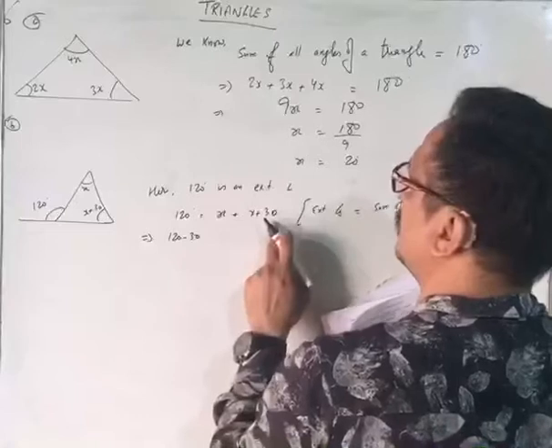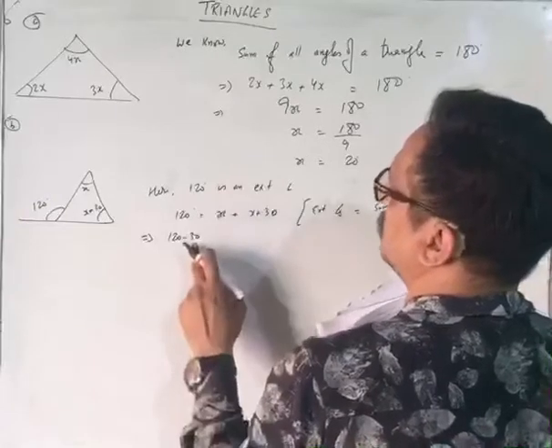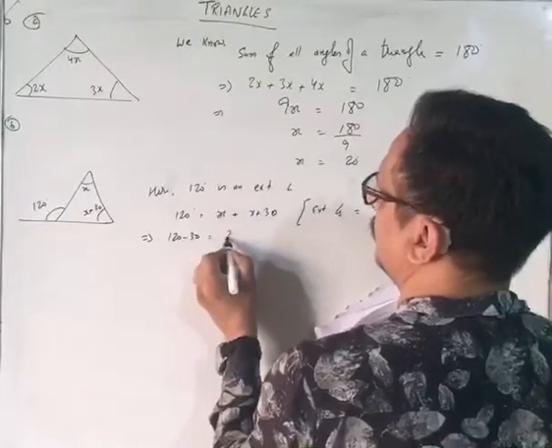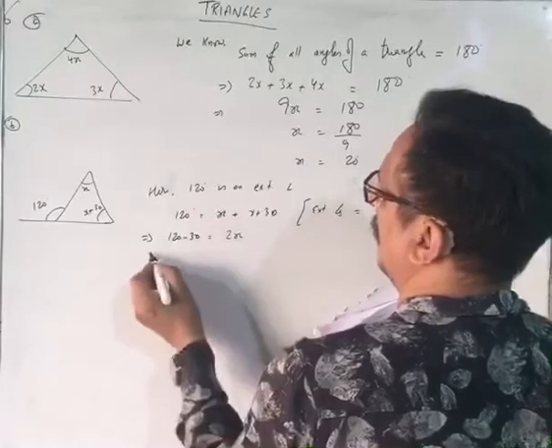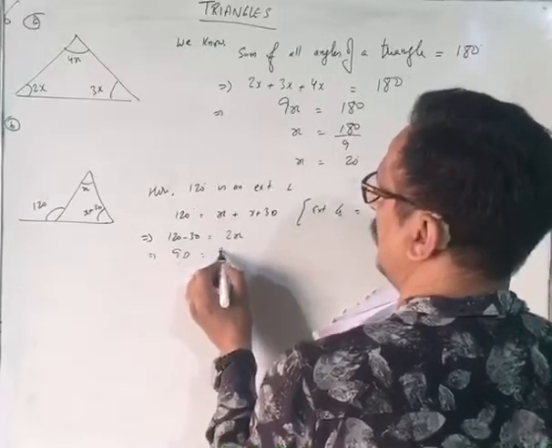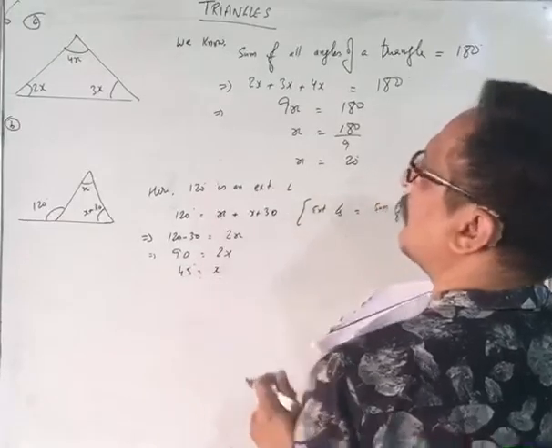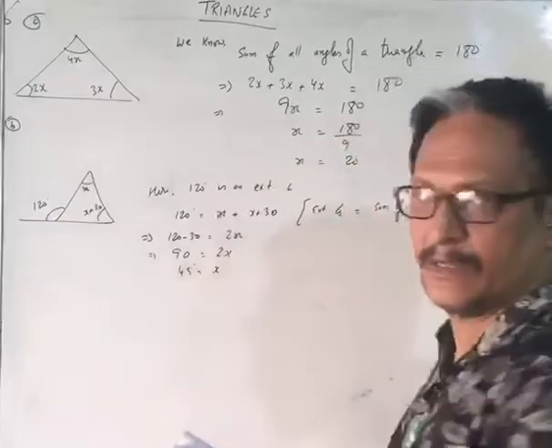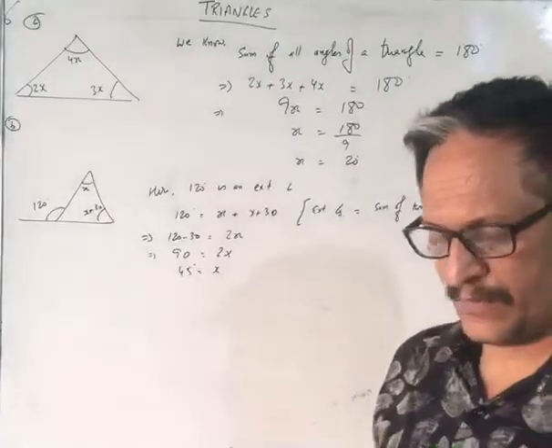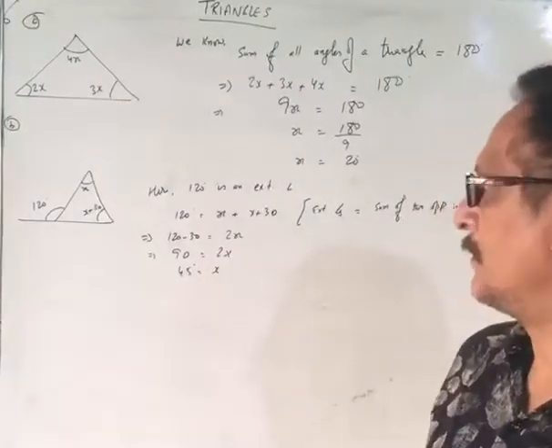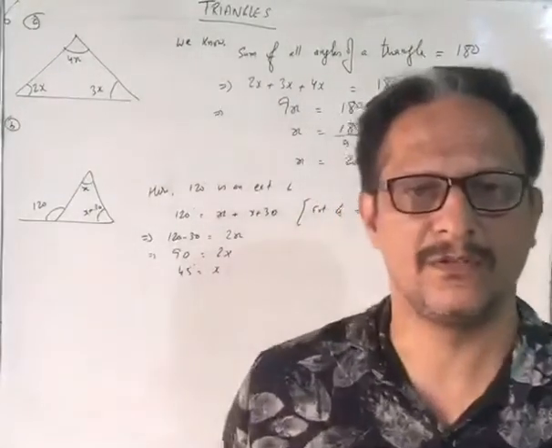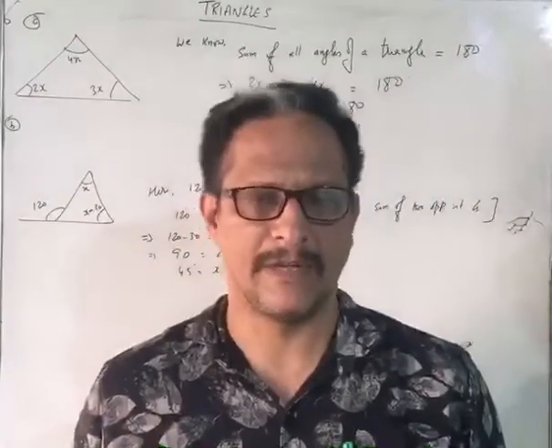This 30 degrees move towards the left side, I mean transpose, you get 90 degrees equal to 2x and x equal to what? 45. Okay, so in this way you will get the value of x. Clear? So I hope you have clearly understood. So you will have to do it at home, okay?